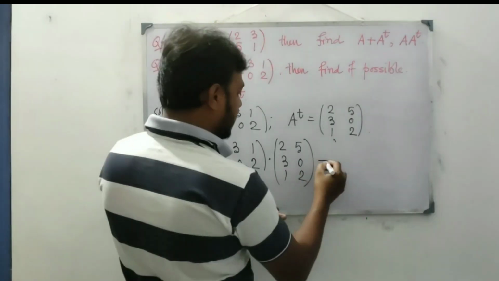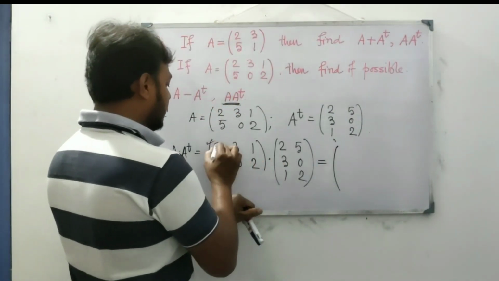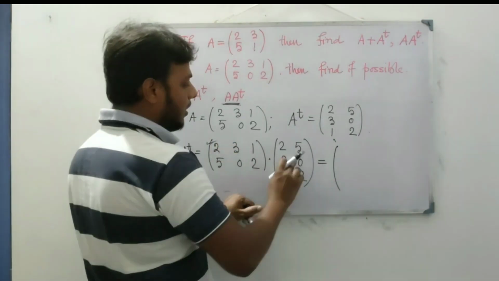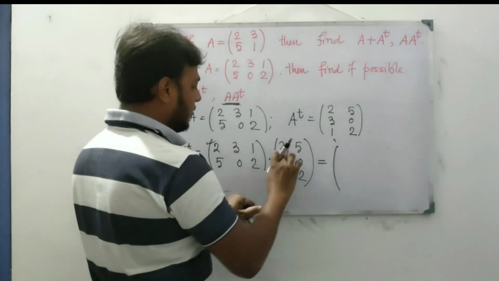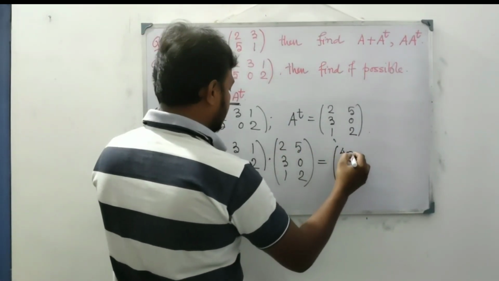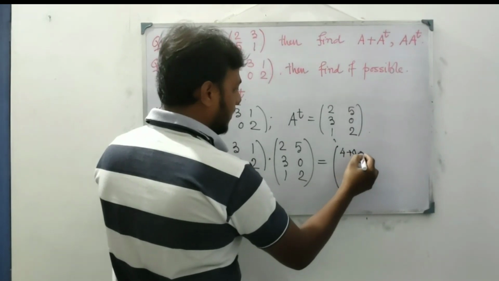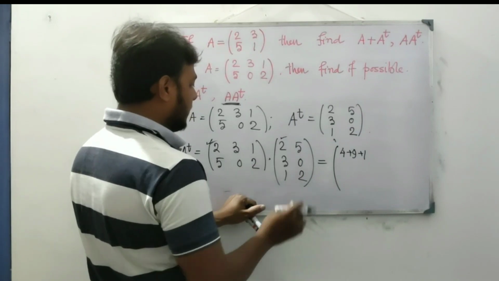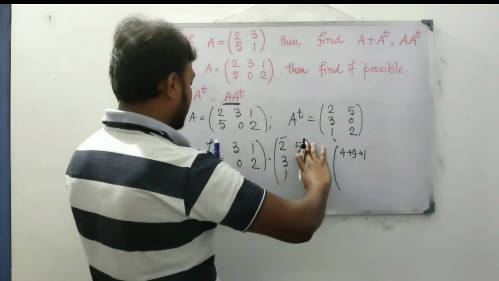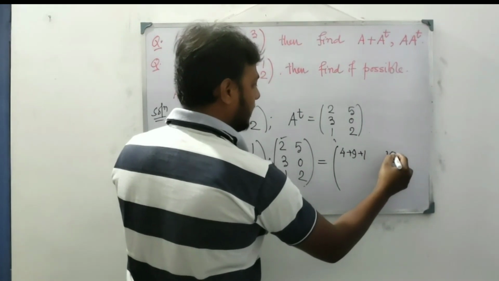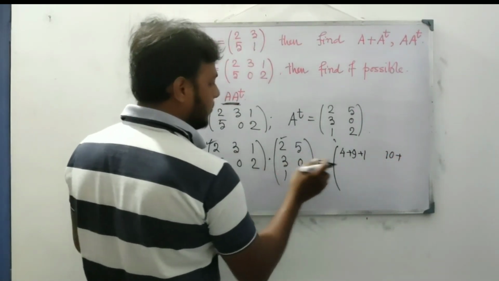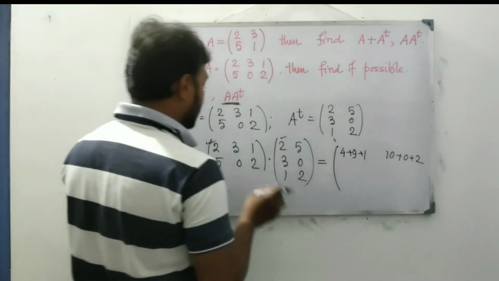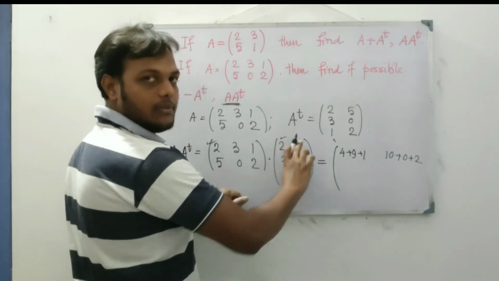Now multiply these two matrices. Consider the first row and fix it, and take the inner product with the first column. If you consider the inner product with the first column, then 2 twos are 4, plus 3 threes are 9, plus 1 one is 1. Okay, so this is done for the first column. Now with the second column: 2 into 5 is 10, plus 3 into 0 means 0, plus 1 into 2 means 2. So this completes the first row with each column of the second matrix.